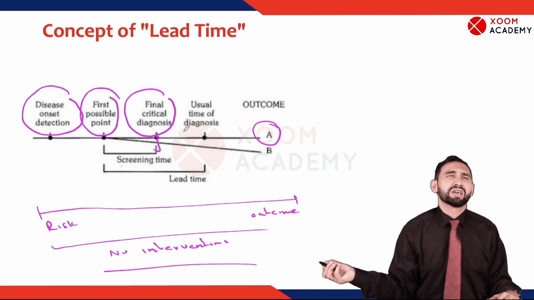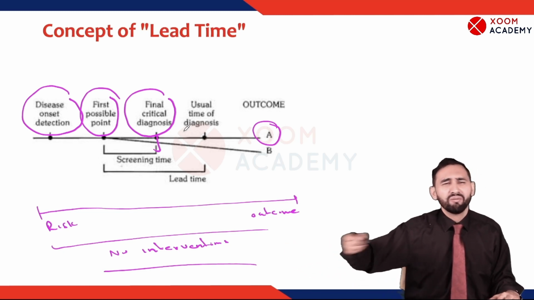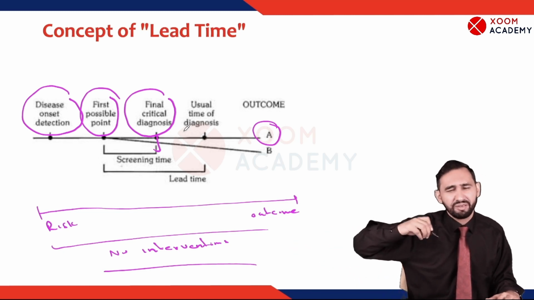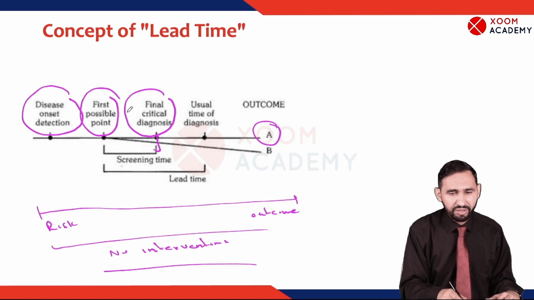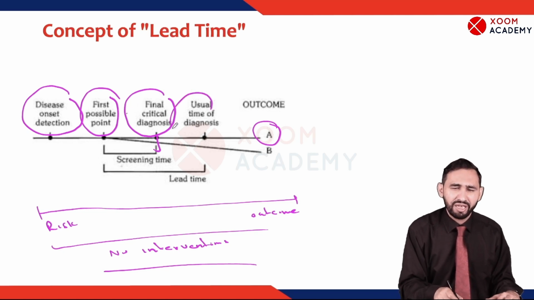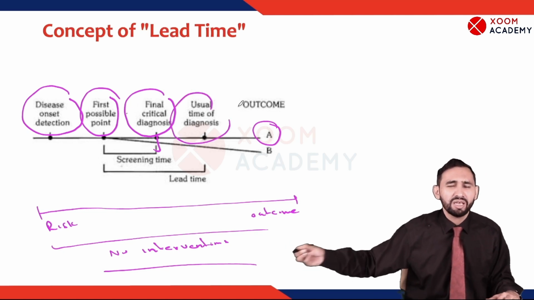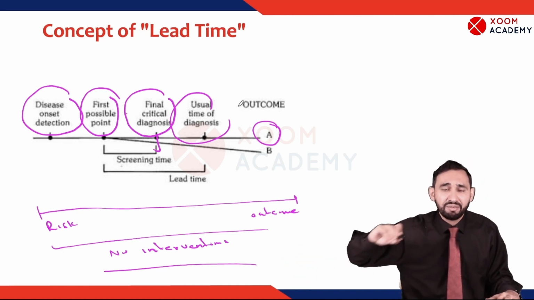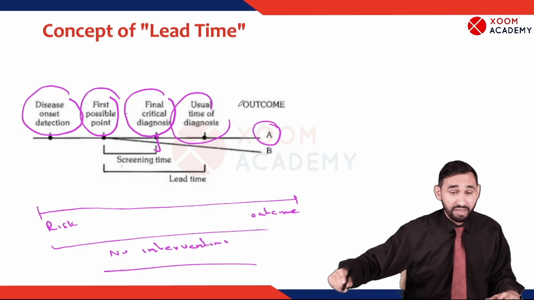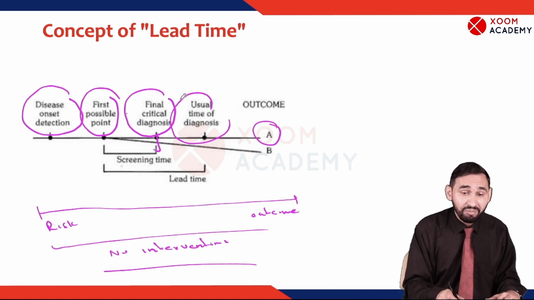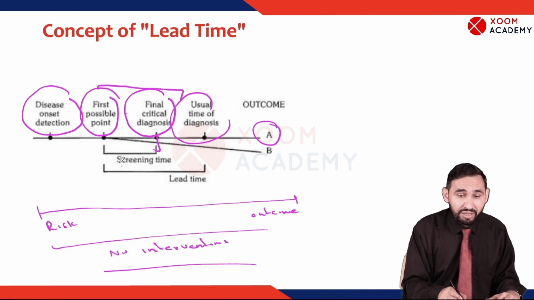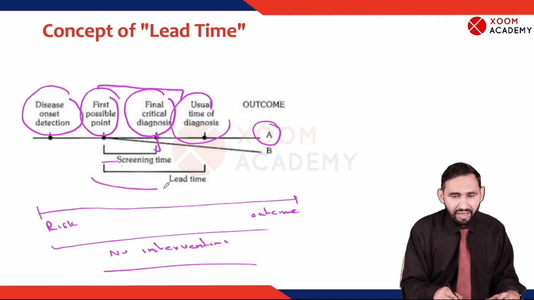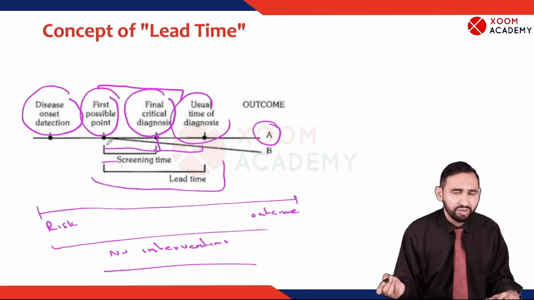And there is usual time when it is usually diagnosed, when symptoms become apparent, like a person is suffering from hypertension. There is first possible point, there is final critical point, there is usual time when he or she may develop stroke, malignant hypertension, or ischemic heart disease due to hypertension. We have to diagnose before this stage to protect our population. So this is the lead time. We'll diagnose the disease between these three parameters: first point, final point, and usual time of diagnosis.